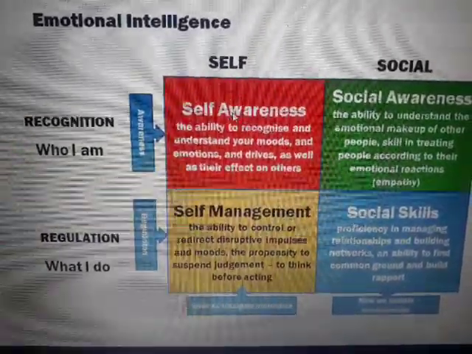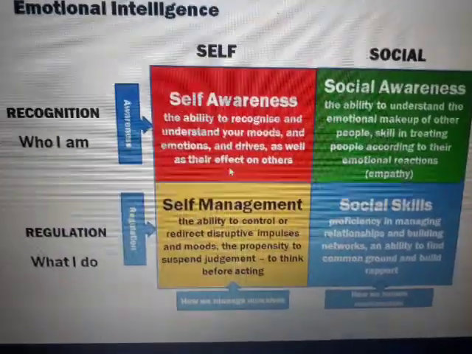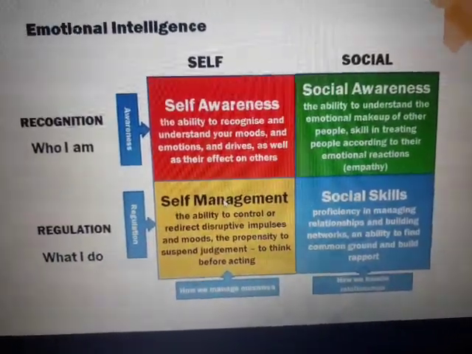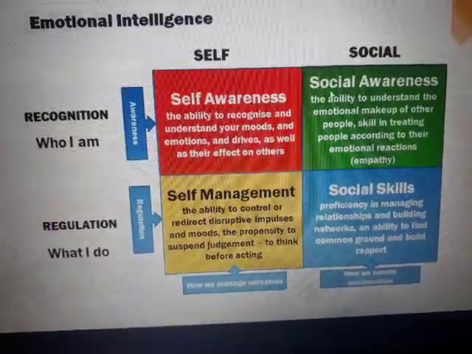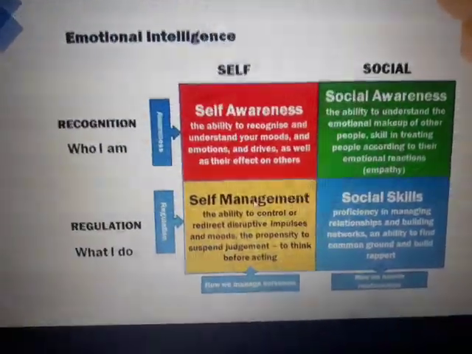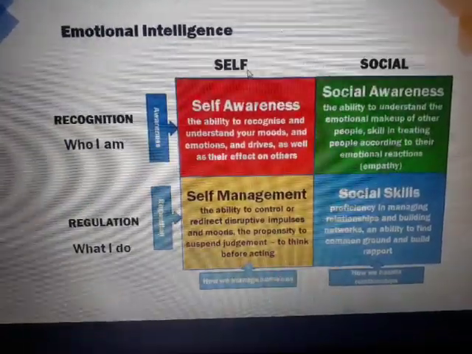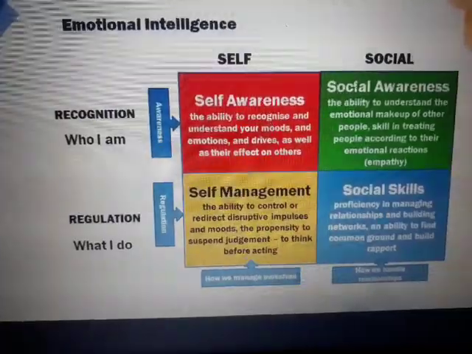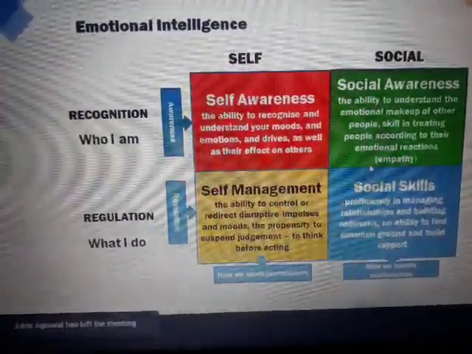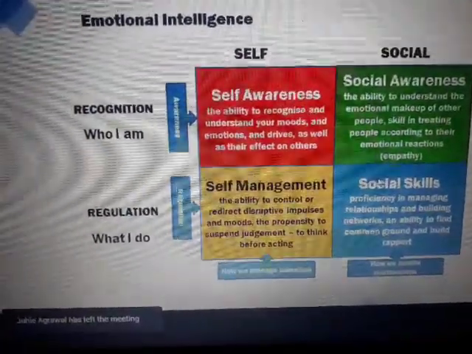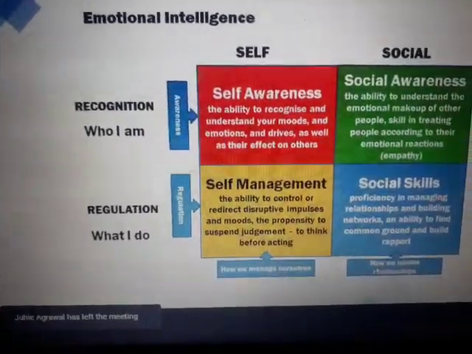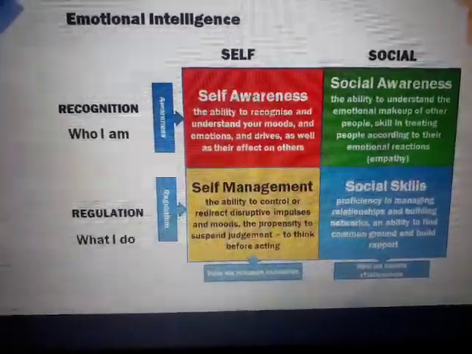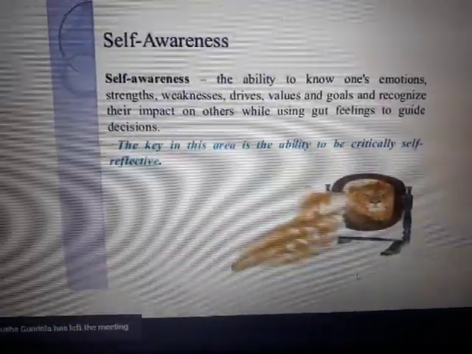So it includes the 4 domains: self-awareness and self-management and social awareness and social skills. Self-awareness and self-management come under self. So this is all about ourselves, how we manage ourselves. And social awareness and social skills are the social aspects wherein we learn how to handle relationships. So we'll go over each one.